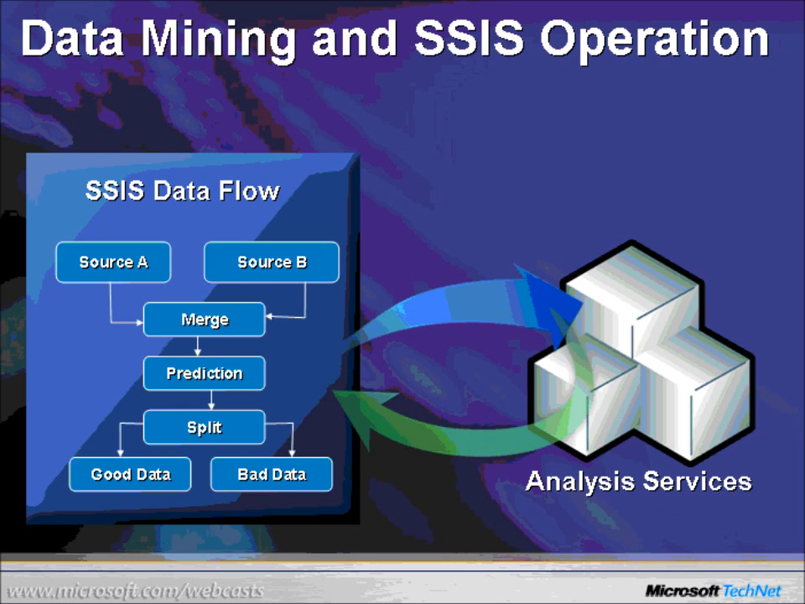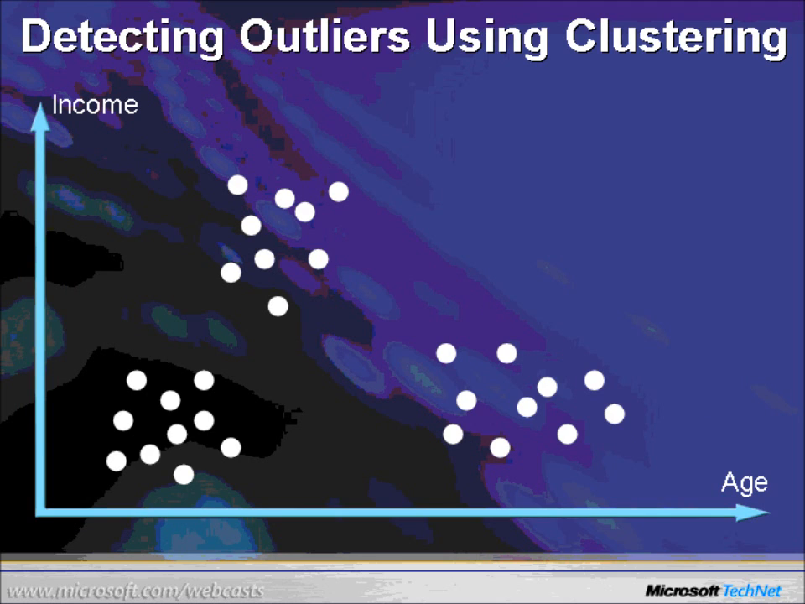Once Analysis Services has made the prediction about each row of the data, we can further process this data by splitting it into good data and bad data. For example, we might want to split our data into two destinations. One destination for people who exceed some probability threshold that indicates they're likely to buy a bicycle, and those who fall below that predicted threshold.